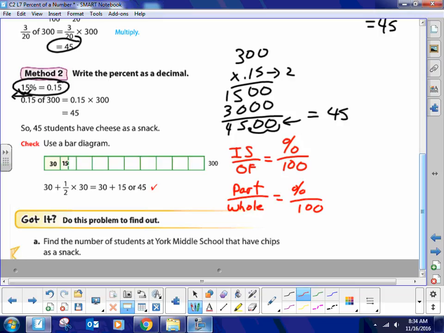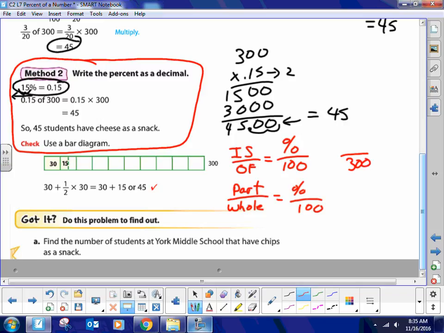Okay, and for this one up here that they're doing, right? They want to know what 15% of 300 is. The whole is 300, or the of is 300. So this would be 300, filling this out. I'm going to replace is with a box, an empty box is equal to, we put in the percent number without the percent sign, over 100.